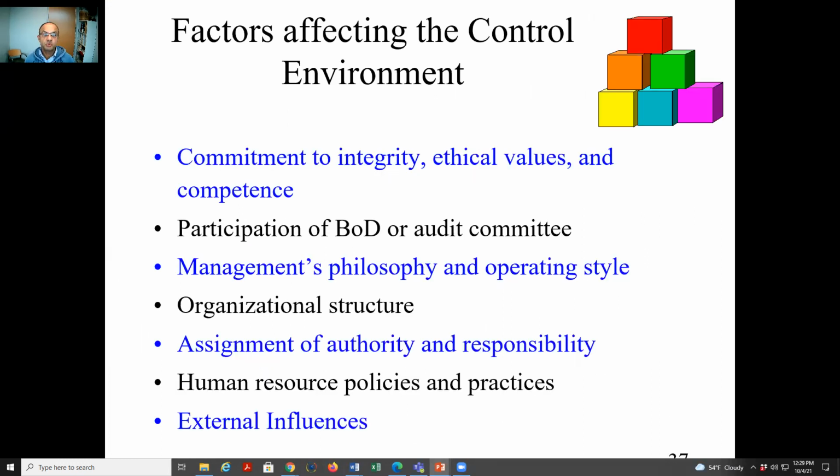So what shall we do to ensure that the control environment is in practice? As I said, we should have integrity and ethical value. Check the participation of the board of directors and audit committee, management philosophy and operating style, organizational structure, authority and responsibility, HR, and external influences. So now we need to know what has been mentioned in the COSO framework under each one of those elements.